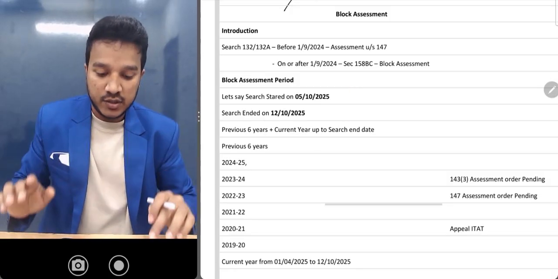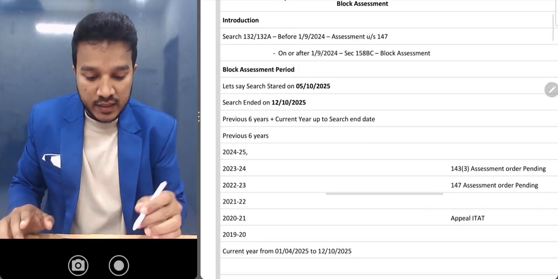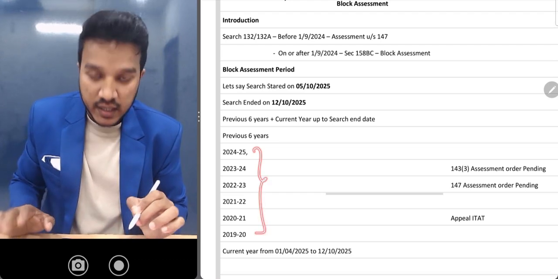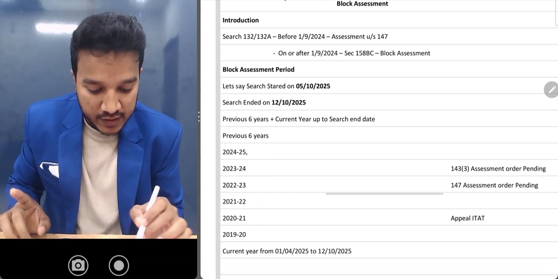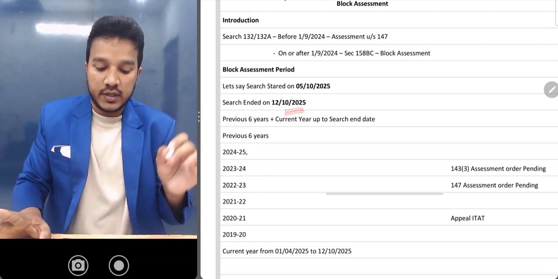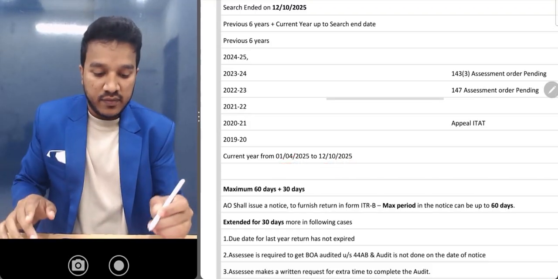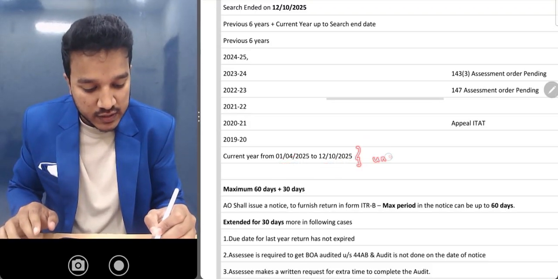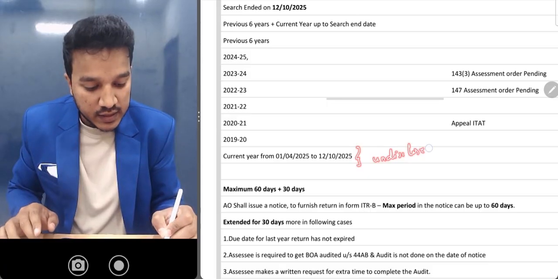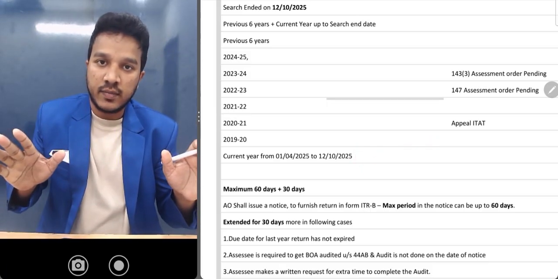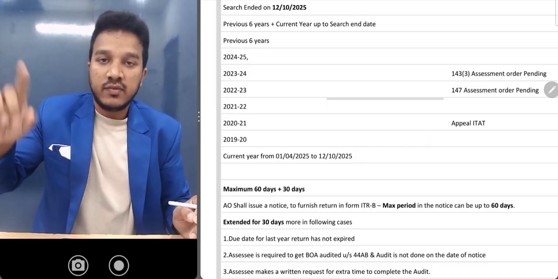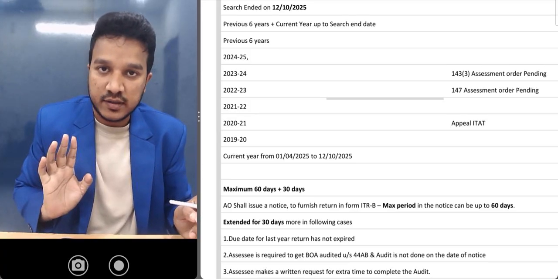The reason why I'm telling you, listen carefully. In the block period, all these 6 years are included, and in the current year only up to 12-10 is included, from 1-4 to 12-10. For the current year, only undisclosed income is covered under the block period. Okay, your normal income will be assessed as per the normal provisions of the act.